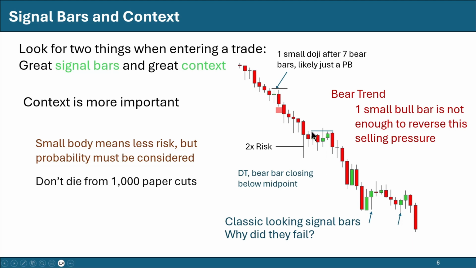Look here, we have a double top in a bear trend. And then we have this bear bar that's closing below its midpoint. And the bar is mostly body. There's a little bit of a tail on the bottom. It's not too bad. It is closing below its midpoint.